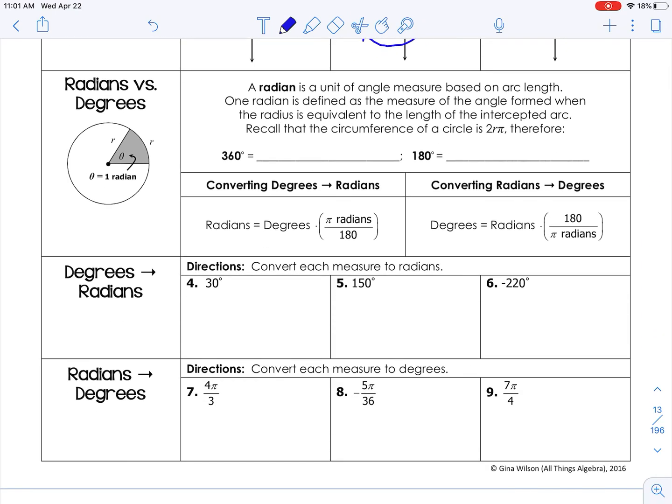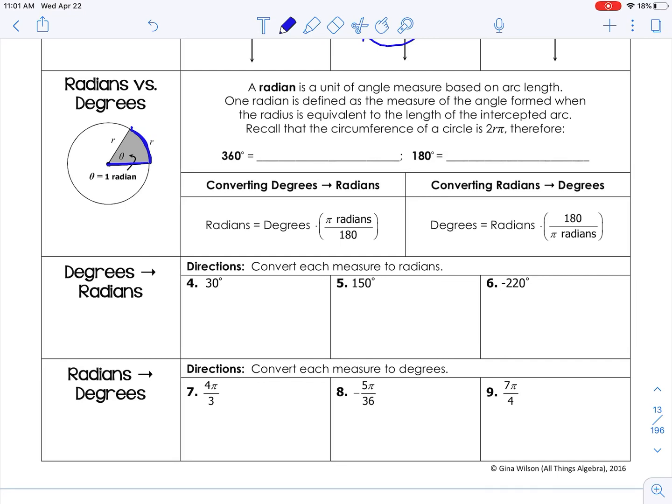Okay, now we're getting into the tough stuff. Here we go with radians. A radian is a unit of angle measure based on arc length. We talked about arc length earlier. One radian is defined as the measure of the angle formed when the radius is equivalent to the length of the intercepted arc. Recall that the circumference of a circle is 2 pi r. That was a little wordy, but all it's saying is that the radius, this distance, is equal to the arc length. So in this case, those two are the same.